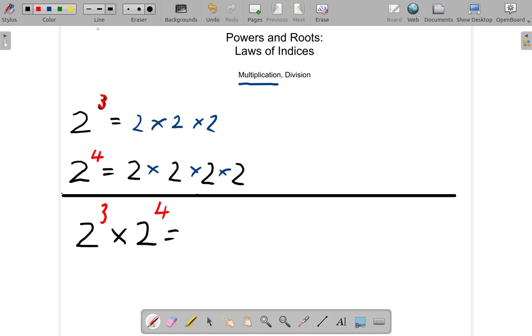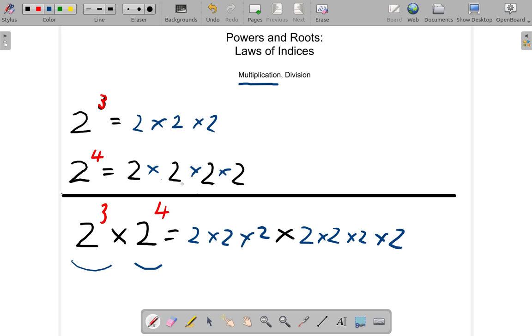Alright, let me see something here. Up here, 2 raised to the power of 3 is 2 times 2 times 2. So this is really 2 times 2 times 2. You see that? I'm going to put the multiplication sign here. Multiply by what? 2 to the 4, which is 2 by 2 by 2 by 2. You see that?